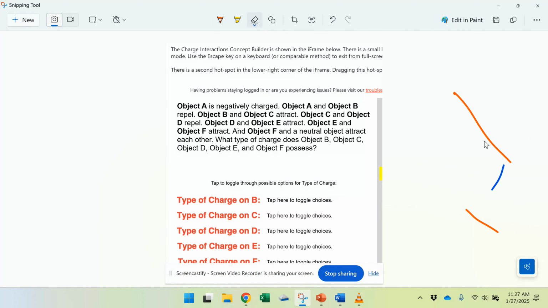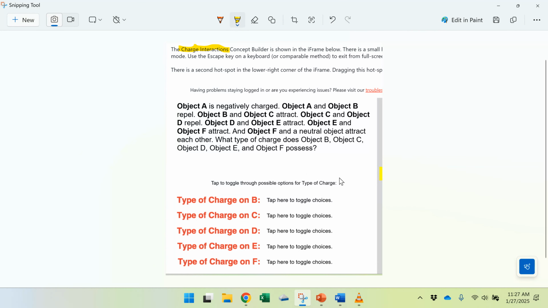All right, so I got a lot of questions about Physics Classroom and specifically this concept builder, charge interactions. Now this question here is from the wizard level, but the process would be the same for any level. And so I'm going to make an attempt to walk through what you might do here. And it gives you some initial information.